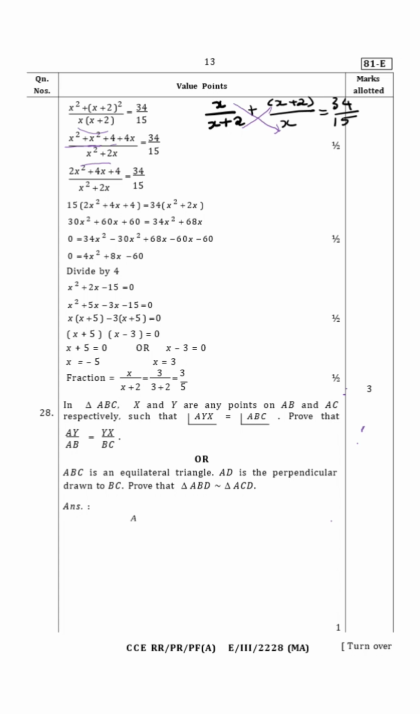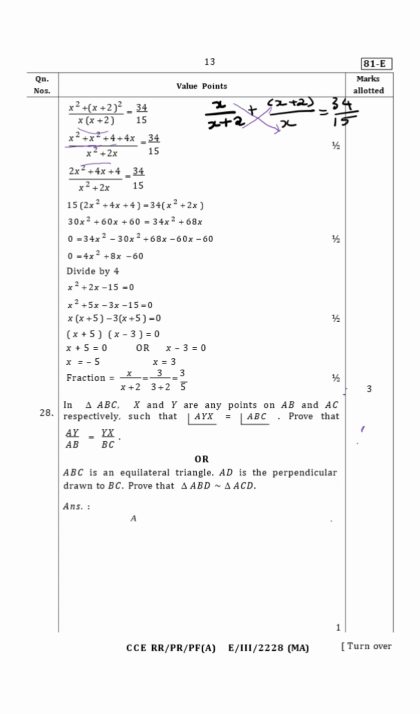Now the 28th question, which is taken from the chapter triangles. In triangle ABC, X and Y are any two points on AB and AC respectively, such that angle AYX is equal to angle ABC. Prove that AY by AB is equal to YX by BC.